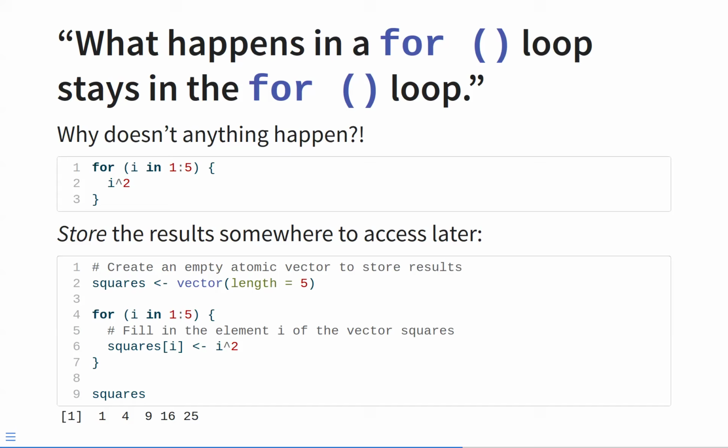Now, this is a kind of overly complicated way to obtain a vector of squares in R. We could have just raised the vector 1 to 5 to the power 2, but it serves to illustrate the simplest possible example of filling in the elements in a vector.